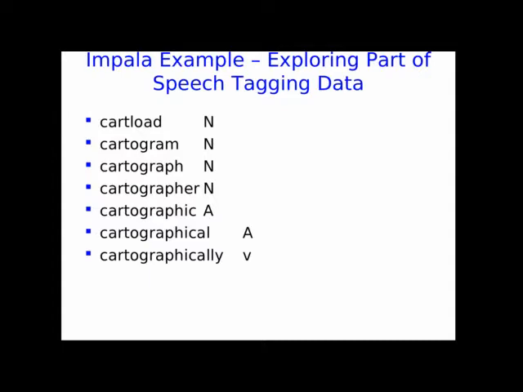So you have the word cartograph here, followed by the letter N, capital N, which says that cartograph is a noun, or at least most of the time. Part of speech tagging data is very useful for natural language processing applications. So, all right. In order to use this data with Impala, there are 3 major steps.